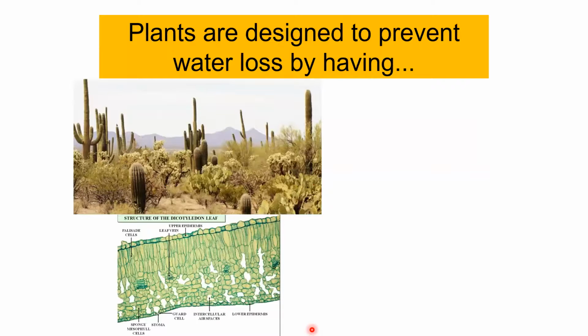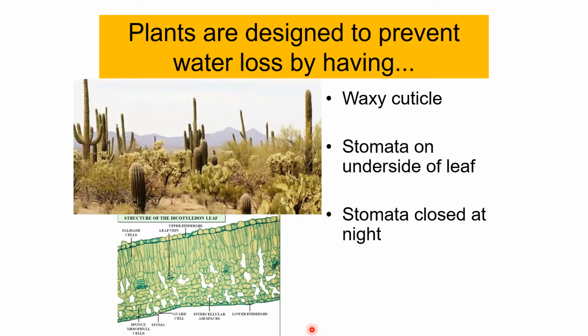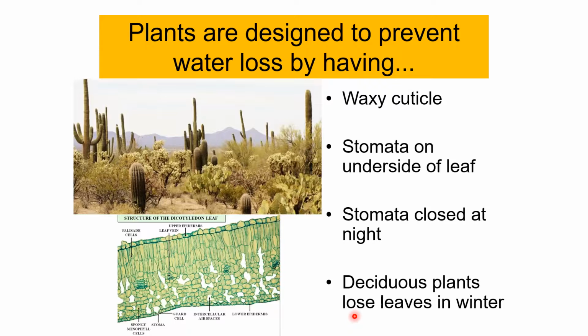Generally, plants are designed to prevent water loss. Because we know that they have this waxy cuticle. They would try to prevent water loss, right? They would have stomata on the underside of the leaf. Definitely there's a reason. If they were on the upper surface, more water would be evaporated, right? And then stomata remain closed at night. So they are designed to prevent water loss. Deciduous plants lose leaves in the winter. So there are no leaves, so you can think there are no stomata, so definitely water loss comes. So these are different mechanisms, or adaptations, that plants have to prevent water loss.